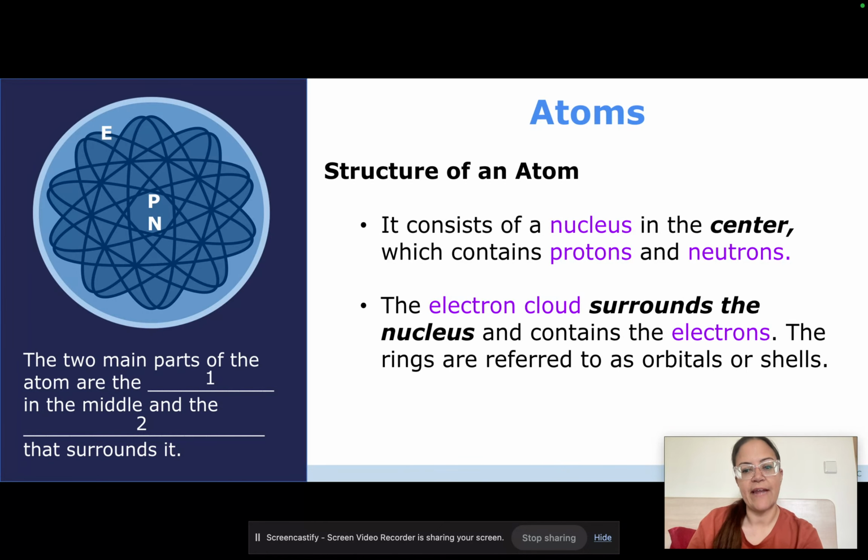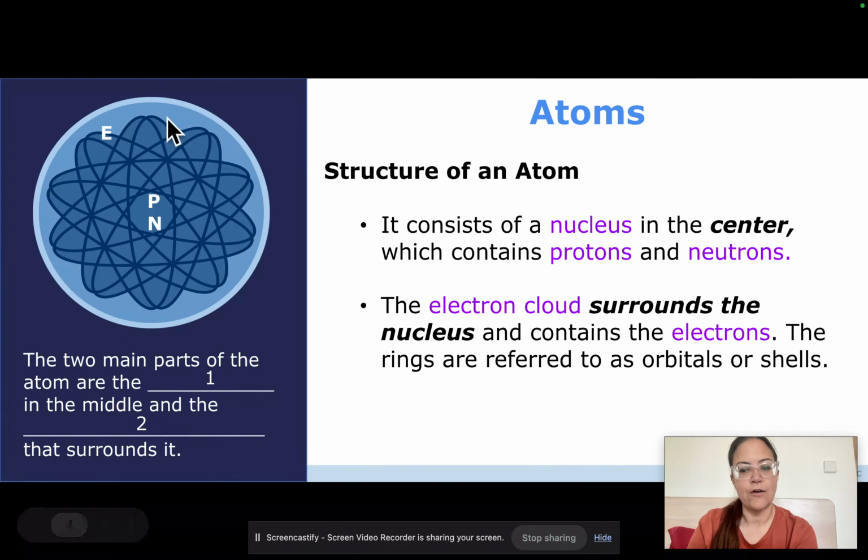So the structure of an atom consists of a nucleus in the center. The nucleus is here in the very middle. I think you guys learned about cells last year, maybe. So it's very similar to the nucleus of a cell. It's in the center. It's kind of like the main part. The nucleus is in the center, and that's where the protons and neutrons live. So if you look here, the nucleus is just protons and neutrons.